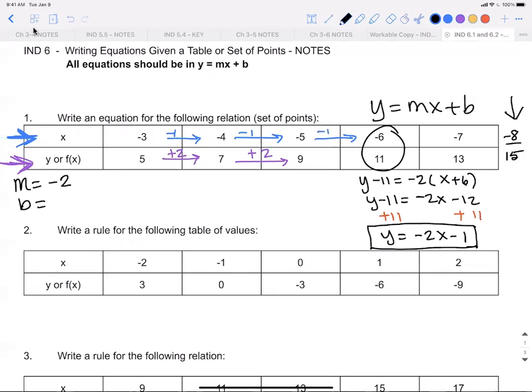Yes? Okay, I did it that way, using y equals mx plus b, or just slow it down. I did it that way. I'm going to do it both ways.